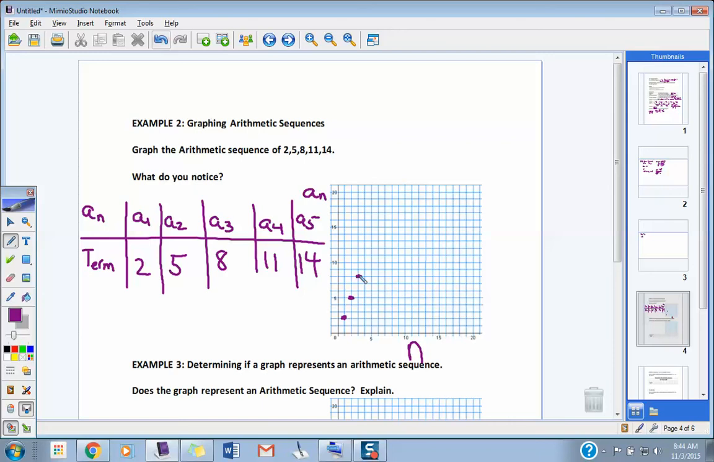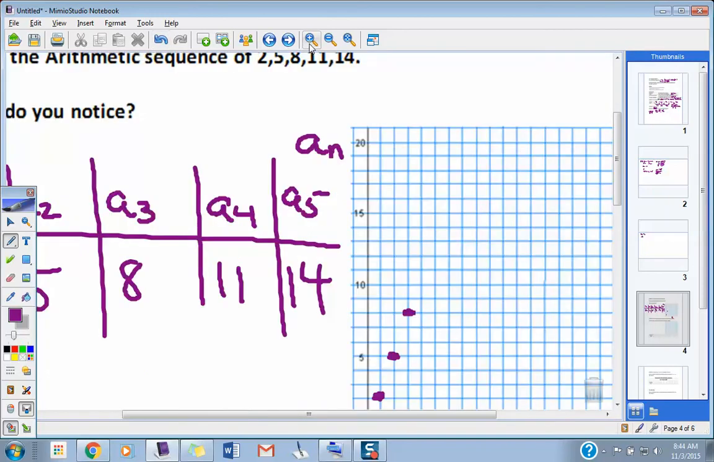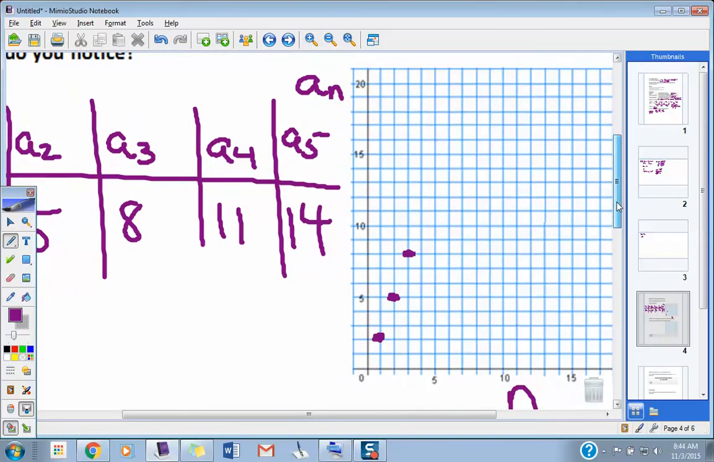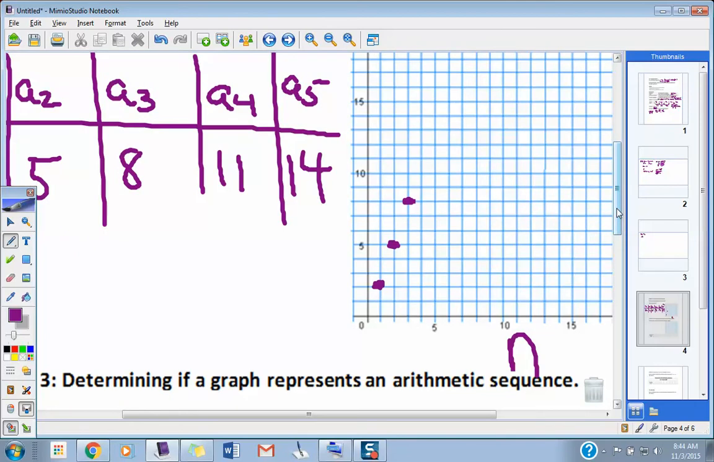Next term is 4. 4, comma 11. Fourth term is 11. Plot 4, comma 11. I'm going to blow this up a bit. I'm having a tough time seeing this up here today. So right 4 and up 11. Would that be right here, guys? Everybody agree with that? And then finally, what's the last one right here? My fifth term is what? So this would be like find the point 5, comma 14. So right 5 and up 14. Okay, so there's the plot of that right there.